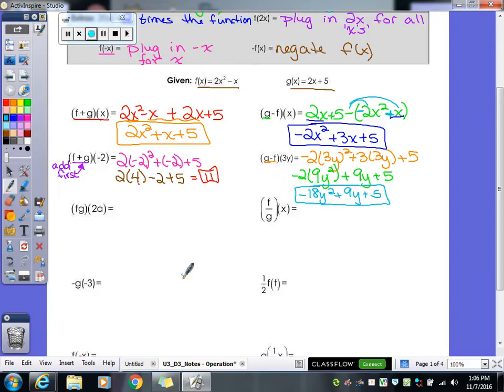So you're going to have just purely a number answer when in the parentheses you're given a number. If you're given a letter, like all our other ones, you're going to have that letter as part of your answer. You're not going to get it down to a single term.